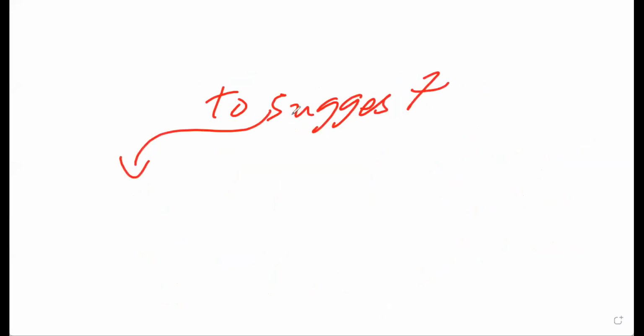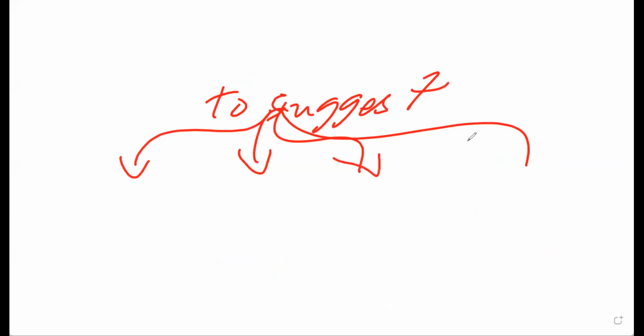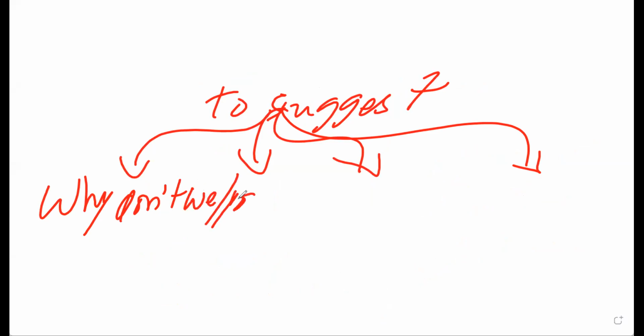To suggest. How many structures should you use to suggest? The first one, you can say, why don't we, or why don't you? Both are right. For example, why don't you go out with your friends? Another one, what about, or how about?